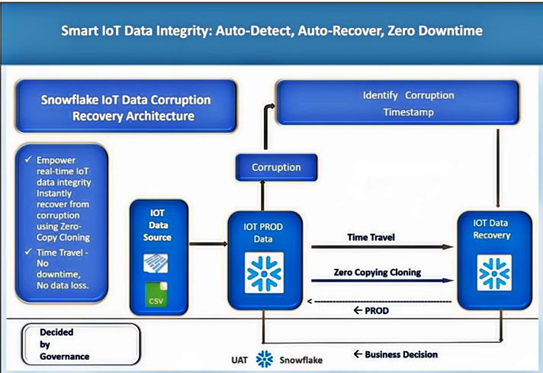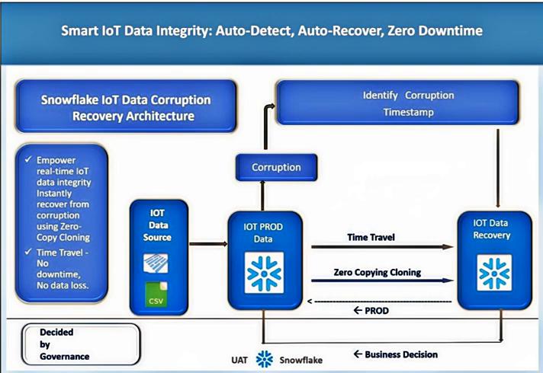Exactly. That's precisely how this architecture uses those core Snowflake features. The diagram shows the flow: corrupted PROD data, then leveraging time travel and zero copy cloning to get to an IoT data recovery state, and then back to a clean PROD state. The speed is the real game changer here. Interesting, too, it notes that while the tools for recovery are automated and instant, the actual decision to hit the rollback button is decided by governance and driven by a business decision. Why keep that human element in the loop?